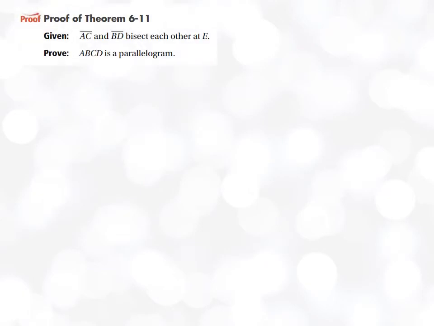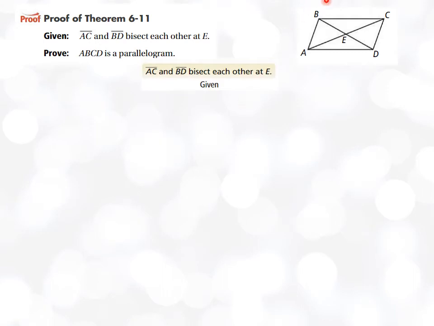That's all. Now let's check the proof of this theorem. Here, given that AC and BD bisect each other at E, and ABCD is a quadrilateral, what we need to prove is that it is a parallelogram. So let's check how you'll prove it. See, AC and BD bisect each other at E. That's already given. That means you can say AE congruent to CE and BE congruent to DE.